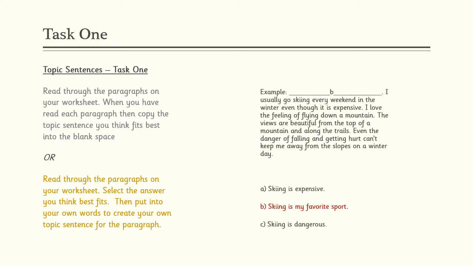I usually go skiing every weekend in the winter, even though it's expensive. I love the feeling of flying down a mountain. The views are beautiful from the top of a mountain and along the trails. Even the danger of falling and getting hurt can't keep me away from the slopes on a winter day. So what is the main focus of this paragraph? It's about how skiing is the author's favourite sport. So if you're doing silver, you just need to copy that into the space at the top. If you're doing gold, you need to try and put it into your own words.